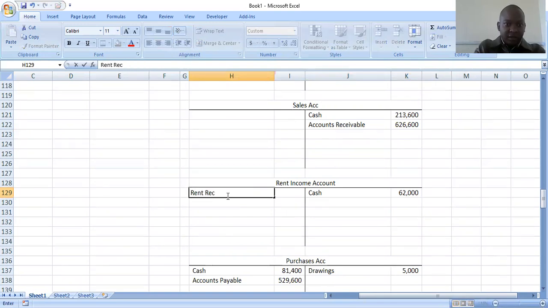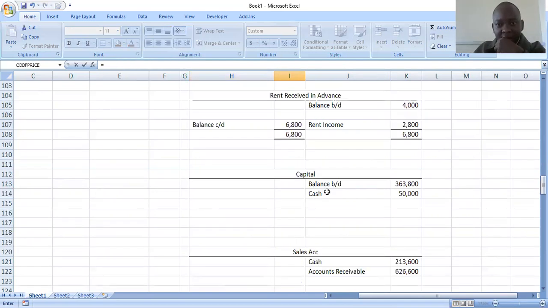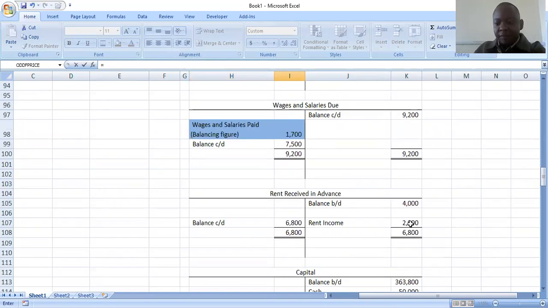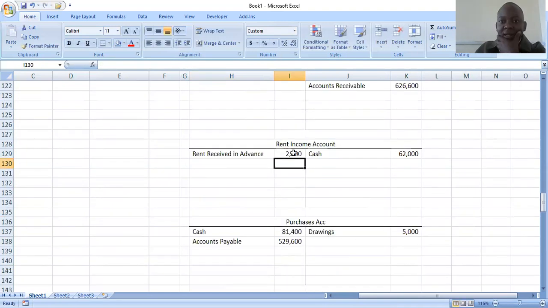received in advance. So this amount, this 2,800, let me deduct it first. This 2,800 that was captured when cash was being received, it ought not to have come to the rent income account. It ought to have gone to the rent received in advance account.